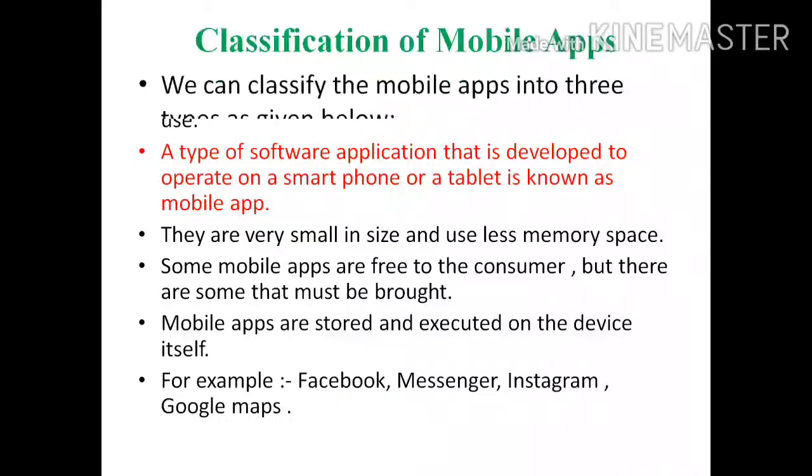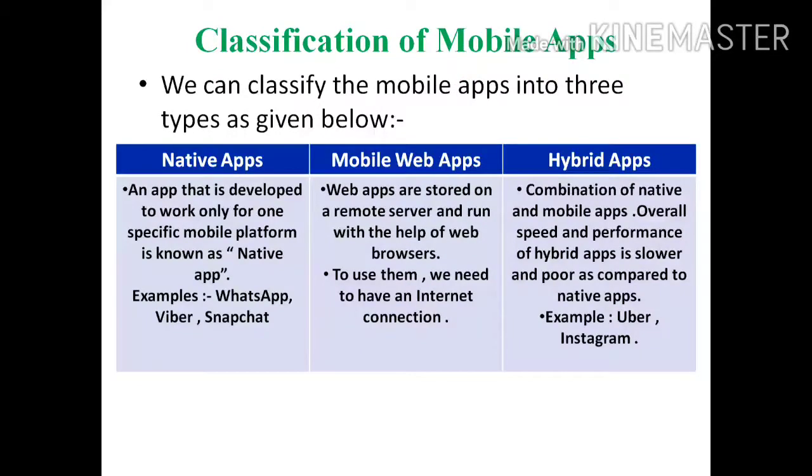Now we will discuss the classification of mobile apps. There are three types of mobile apps. The first one is native apps, the second one is mobile web apps, and the third one is hybrid apps. First one is native app. An app that is developed to work only for one specific mobile platform is known as a native app.